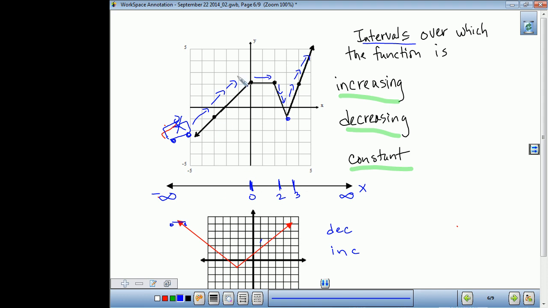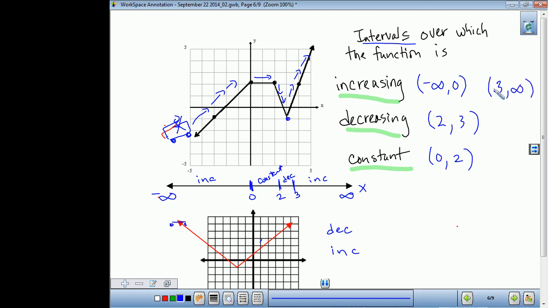So on this interval, you guys told me just a minute ago that this was increasing. And then this, what did you call this? Constant. And then from 2 to 3, what happened? Decreasing, and then increasing. So if we look at this, these intervals would tell us this function is increasing from negative infinity to 0, constant from 0 to 2, decreasing from 2 to 3, and then it's increasing again from 3 to infinity.